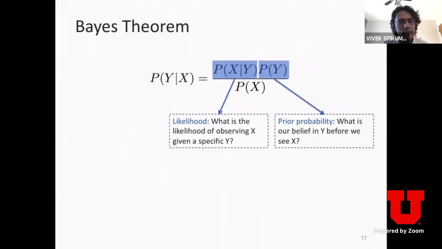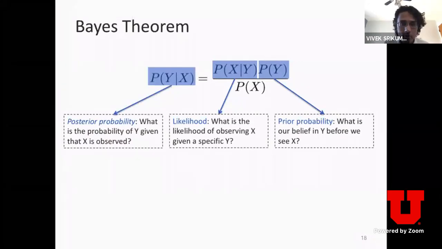The likelihood is the term that's P of X given Y. What's the likelihood of making a certain observation given that Y takes a certain value? For example, what's the probability that the temperature in Antarctica, in the South Pole, is below freezing, knowing that it's cold, knowing that it's uncomfortably cold. So this is called the likelihood. The likelihood is what's the probability of a certain observation had Y been something.